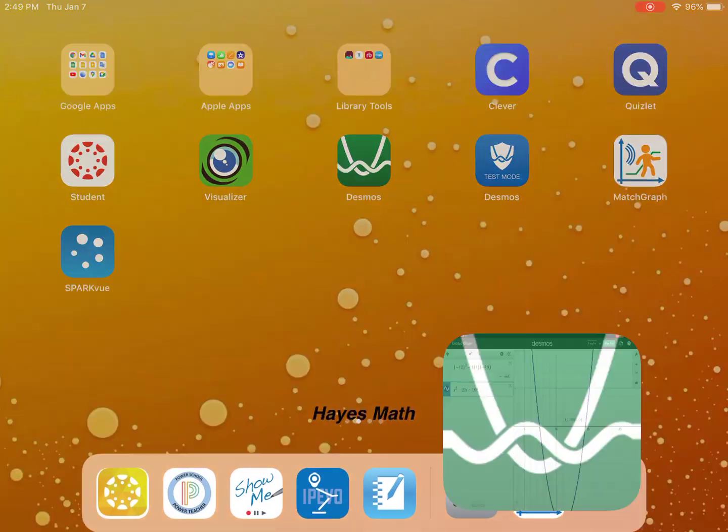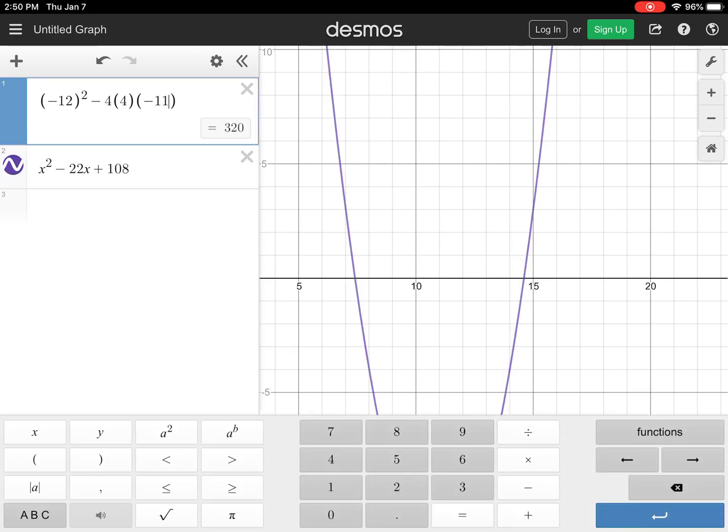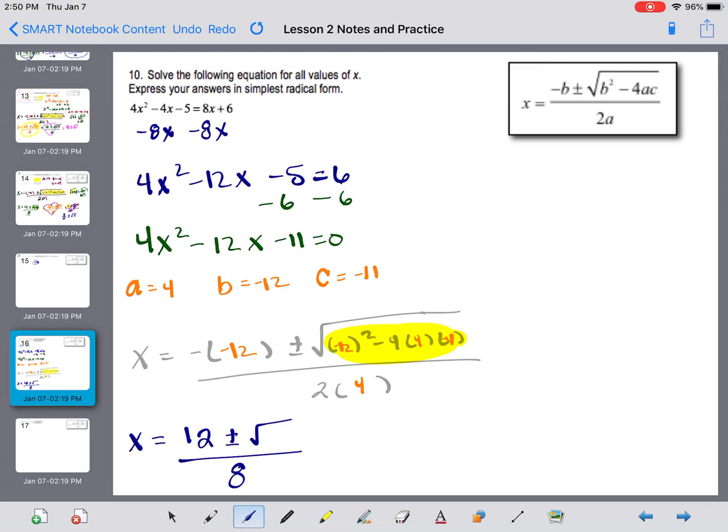Sorry, I can't even read my own handwriting. Negative 12 squared minus 4 times 4 times negative 11. 320. These are really big numbers. 320. So again, we have to figure out how we can simplify this. What's the largest perfect square that can go into 320?